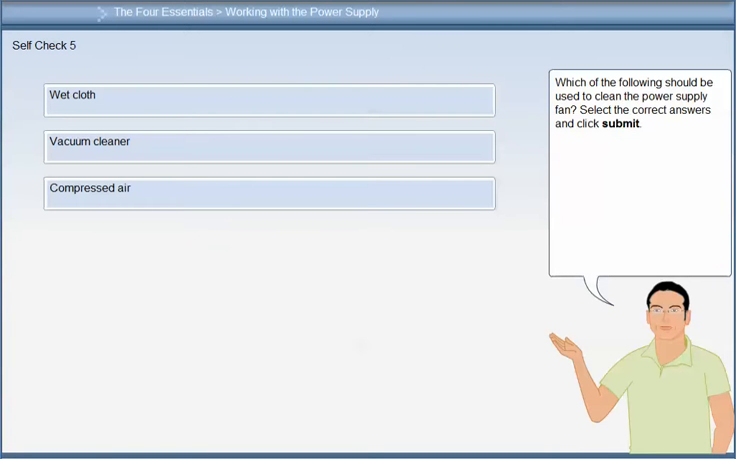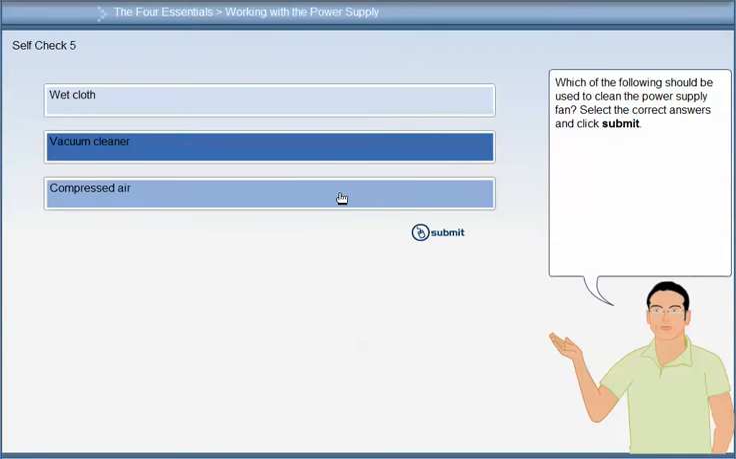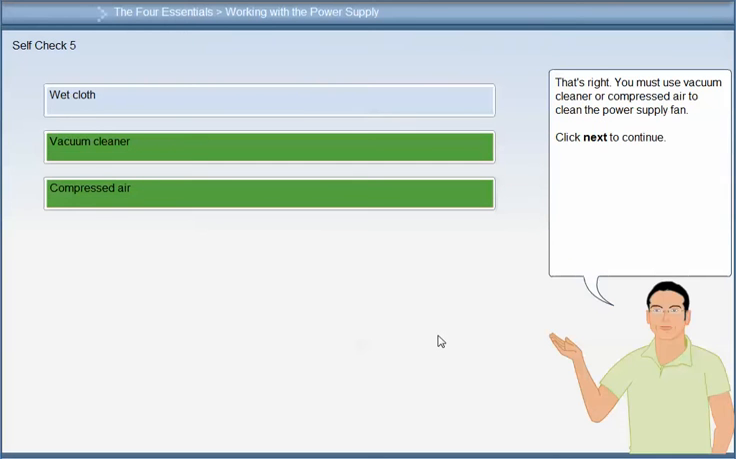Which of the following should be used to clean the power supply fan? Select the correct answers and click Submit. That's right. You must use vacuum cleaner or compressed air to clean the power supply fan.